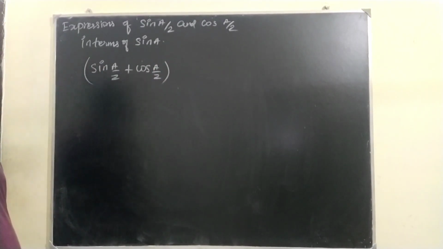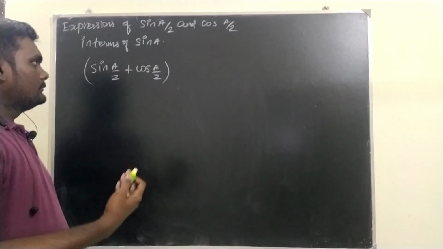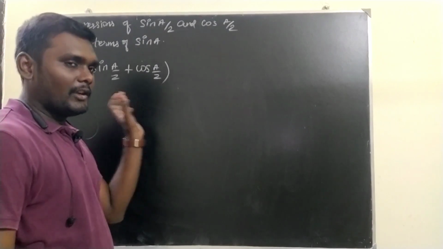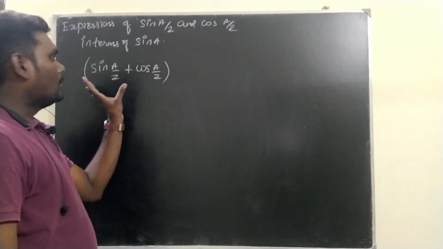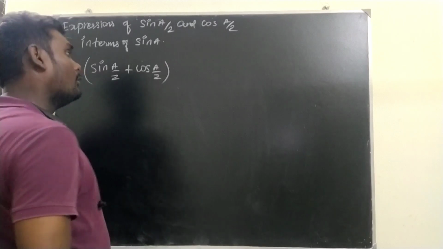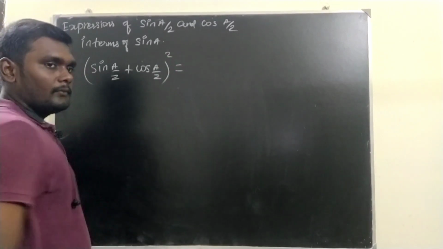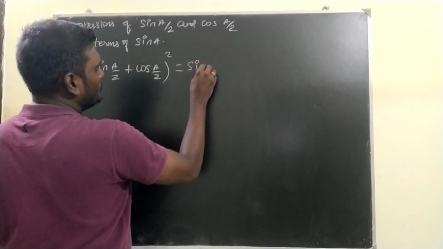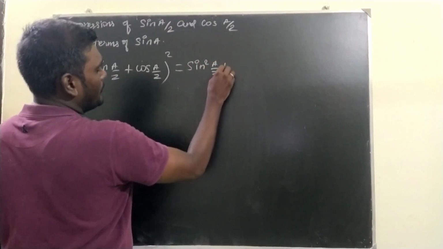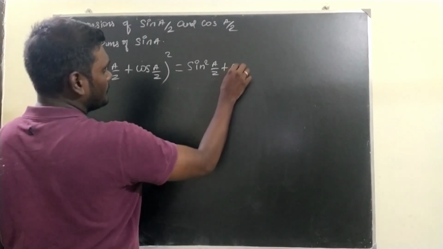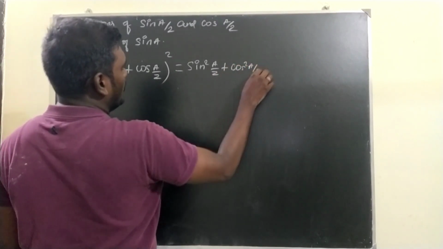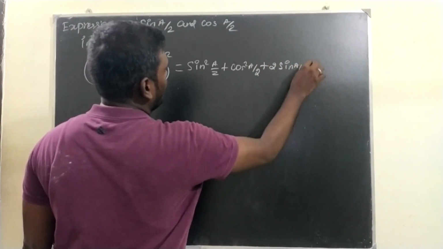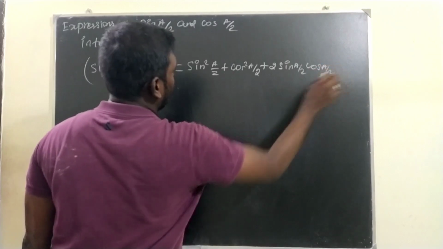Throughout this session, we will be writing sin A by 2 as S and cos A by 2 as C. That short form I will tell you when it comes. Now, instead of calculating this, we will calculate the whole square of this. What happens when you square this? You will be having sin square A by 2 plus cos square A by 2 plus 2 sin A by 2 cos A by 2, right?